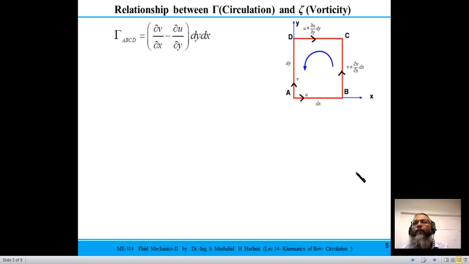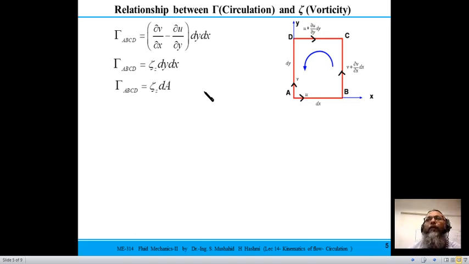Okay. Now the term in the bracket is, for this two-dimensional case, x and y, where we have a fluid element in 2 dimensions. So this term is representing the z component of the vorticity vector. Actually, it is the z component of the vorticity vector times the area. So this is what we can write.